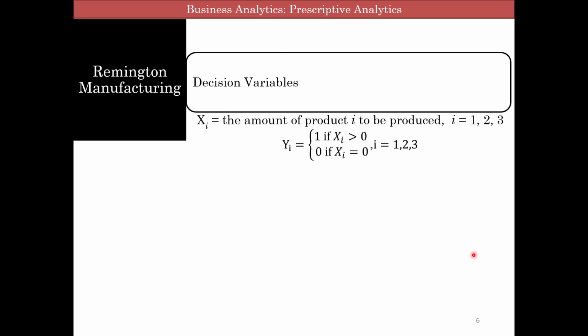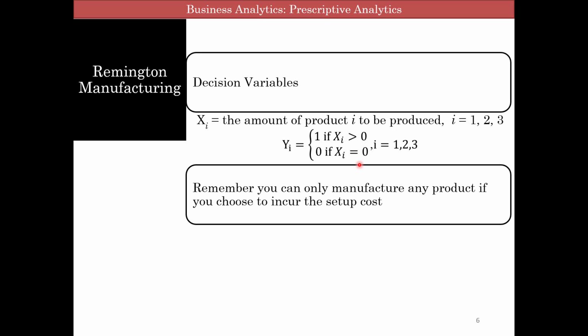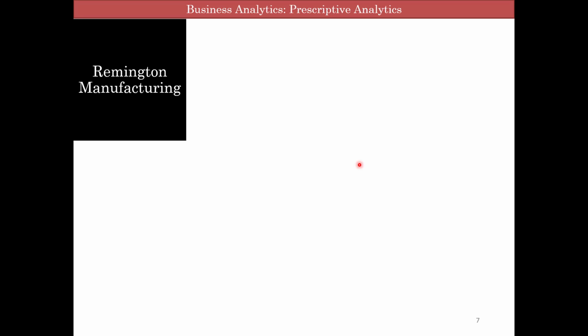So decision variables. First, we have Xi is the amount of product i to be produced. That's X1, X2, X3, so that's the number of units. But then we have another three binary variables, Y1, Y2, Y3, which is one if you're going to produce X1, X2, X3. So Y1 is one if X1 is greater than zero. If you're going to produce this, then Y1 has to be one. If Y1 is zero, you cannot produce X1 at all. So remember, you can only manufacture any product if you choose to incur setup cost.